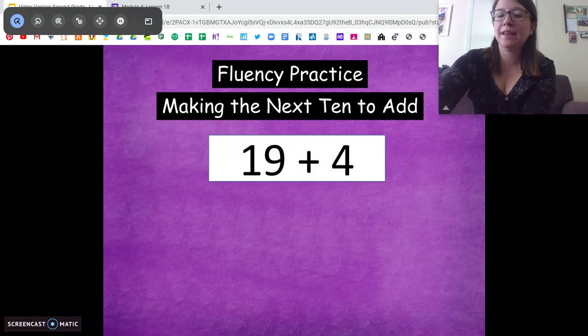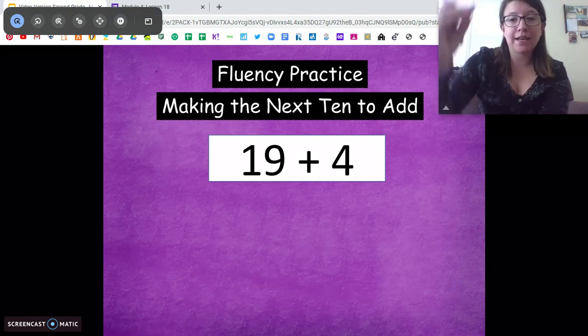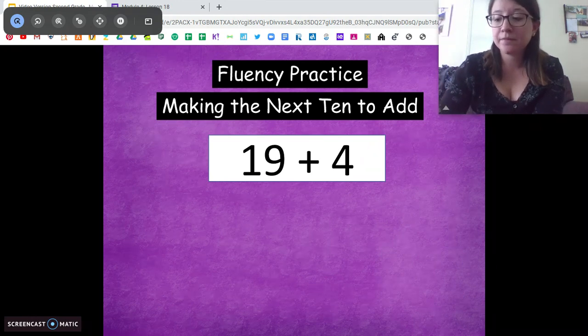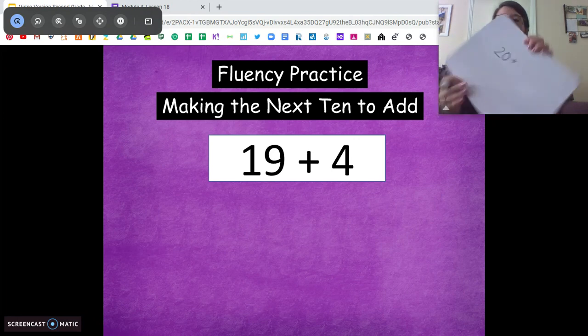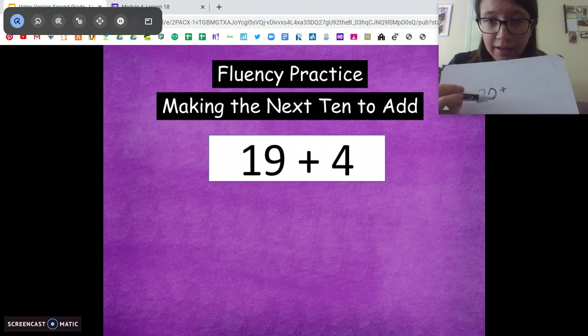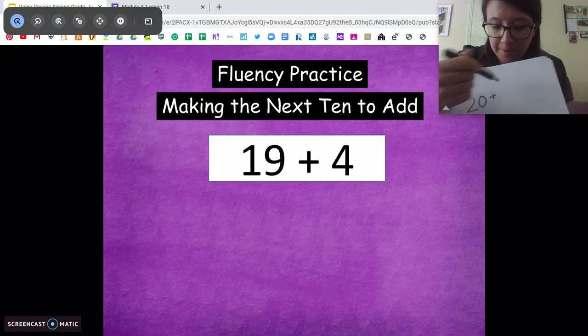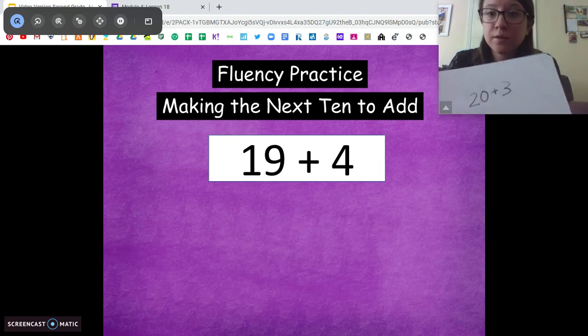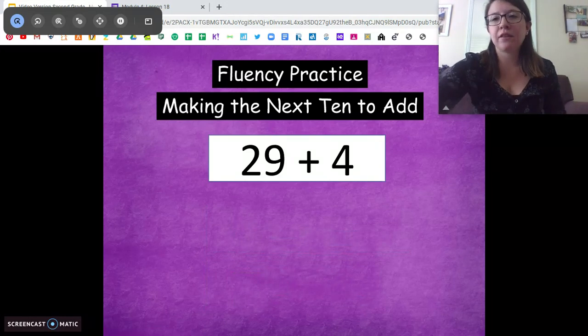All right, so 19 plus 4, same idea. How many do we need to get from 19 to its next 10? 1, right? And that gets us to 20. Beautiful. And then if we add one here, we need to take one away from the other side. So if I take one away from 4, we're going to get 3. 20 plus 3 is what? Very good.